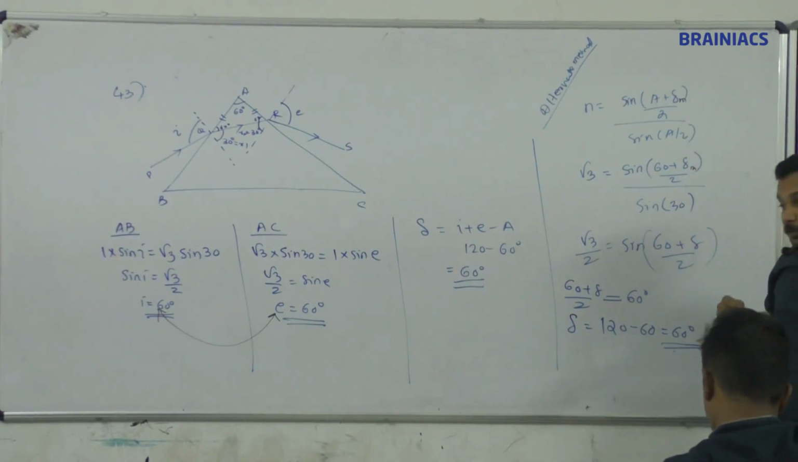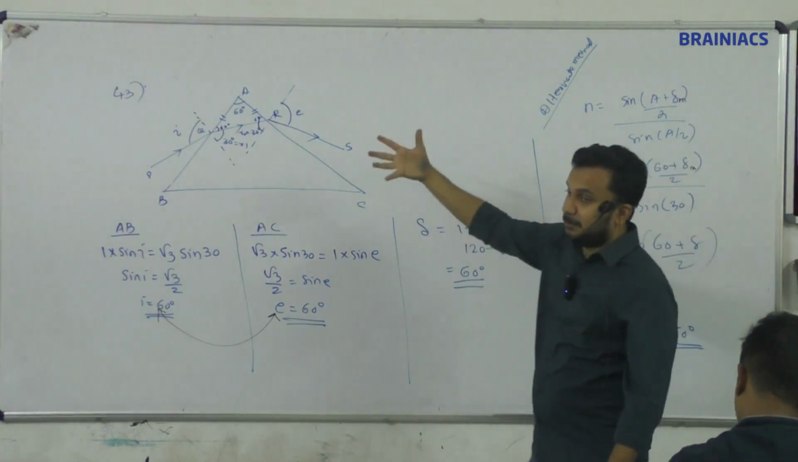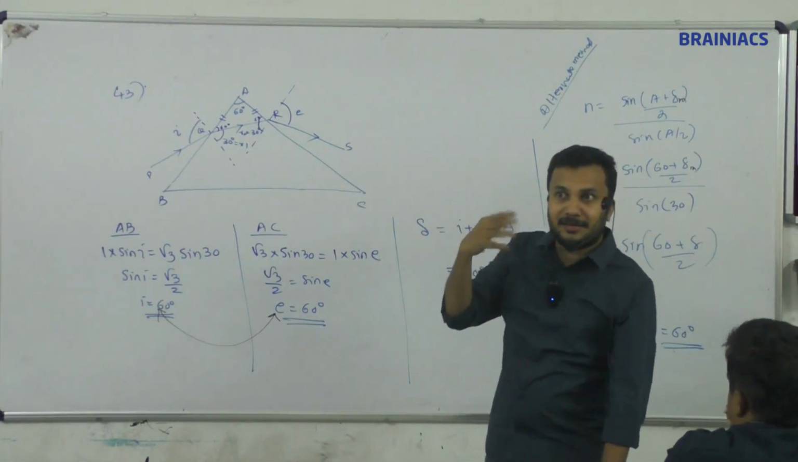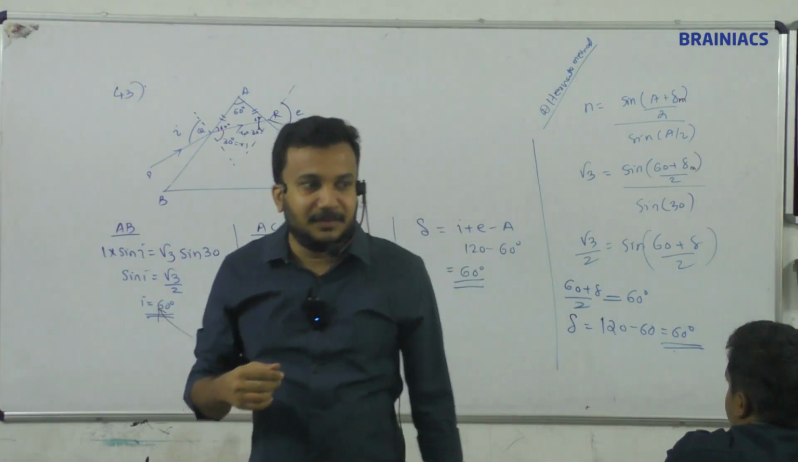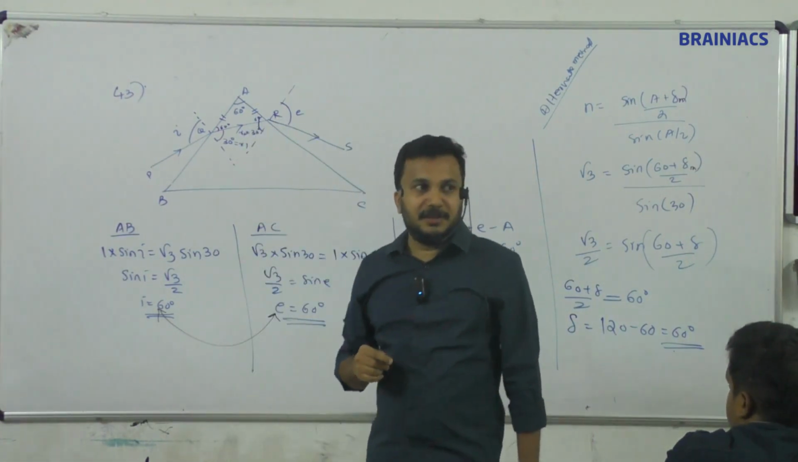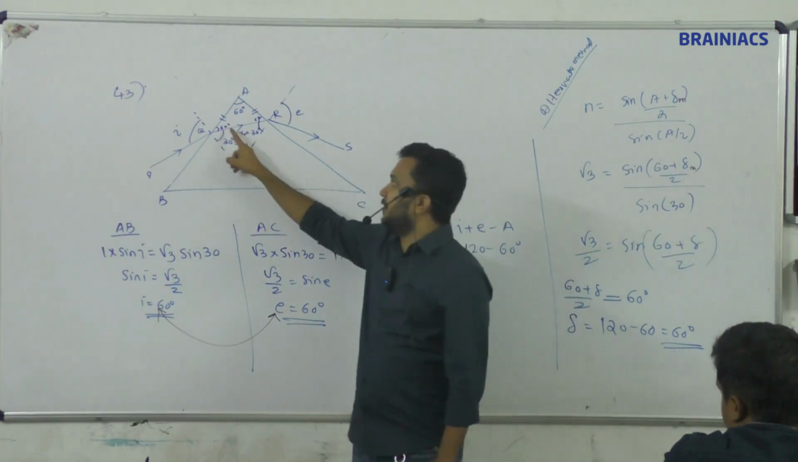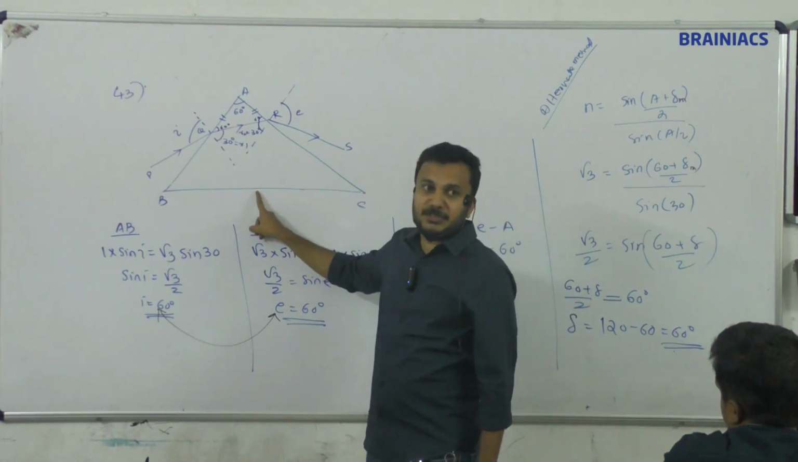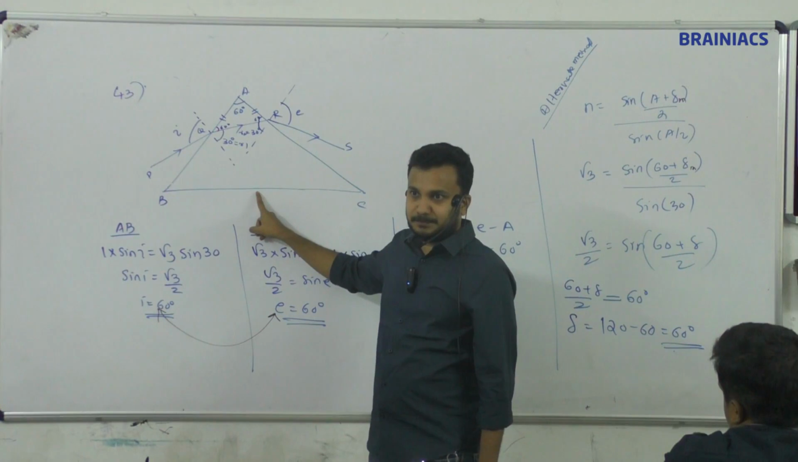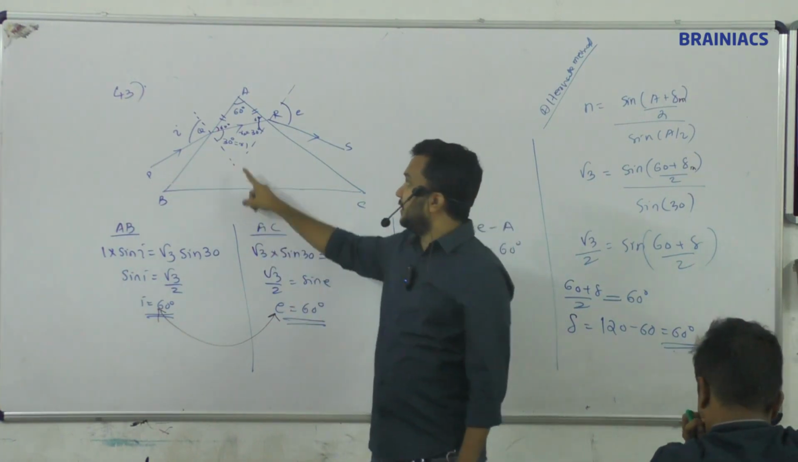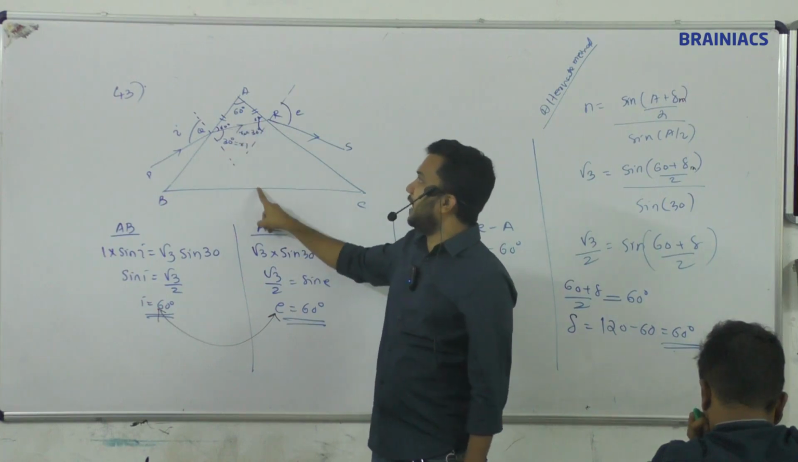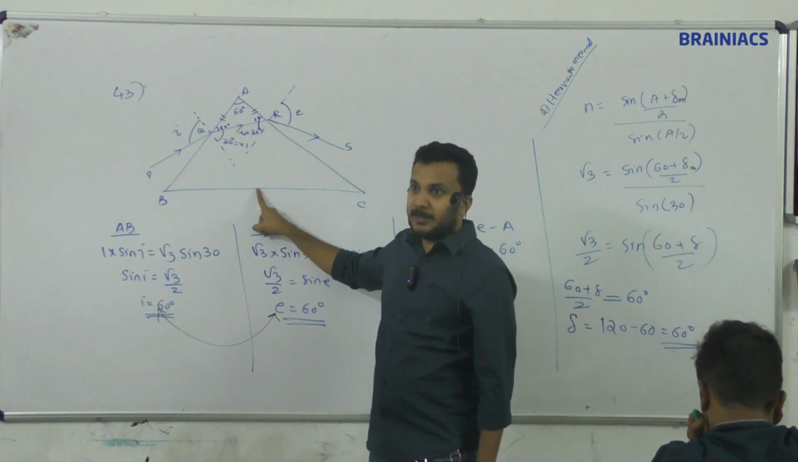How to find out from the diagram? By looking at the diagram, how can you recognize whether it is a minimum deviation or not? In the notebook I have written one condition. In minimum deviation, the refracted ray is parallel to the base of the prism. We have written one point, right? In minimum deviation, the refracted ray, this ray, is parallel to the base of the prism.